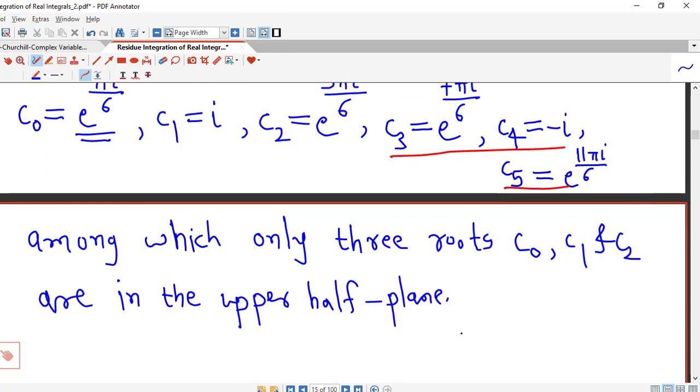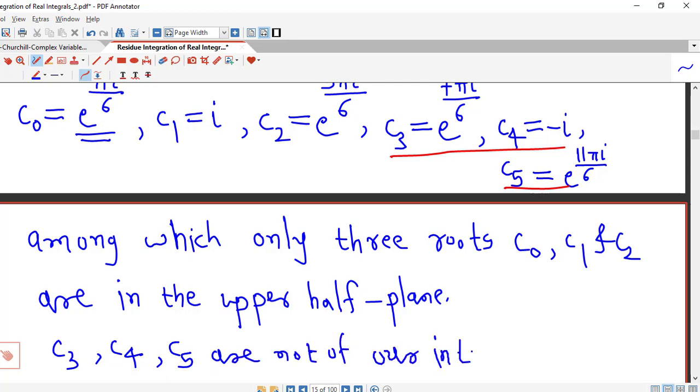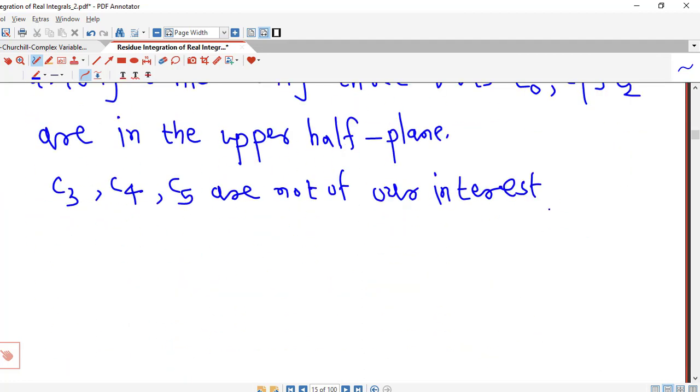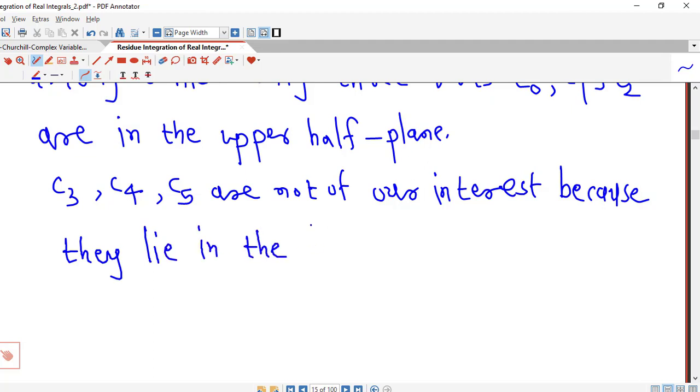Or we can write that C3, C4 and C5 are not of our interest because they lie in the lower half plane.